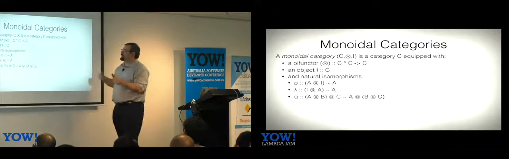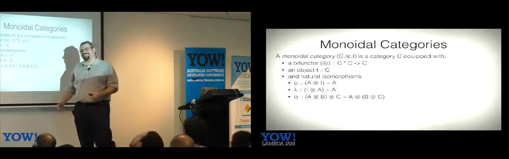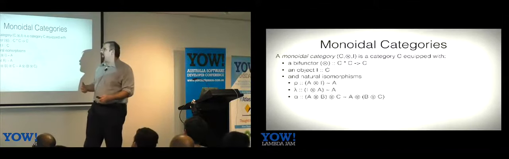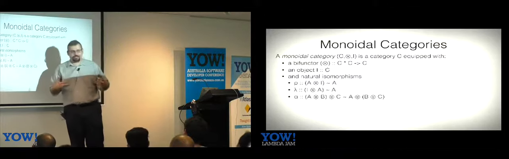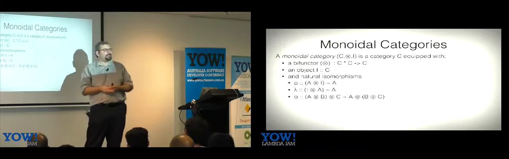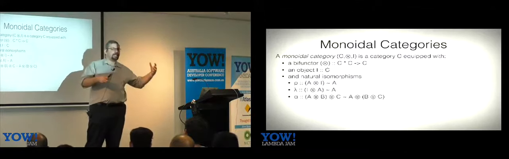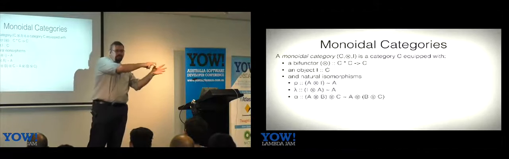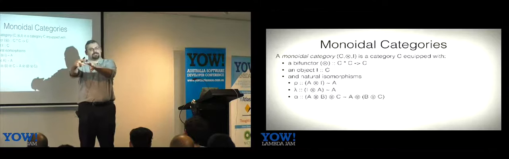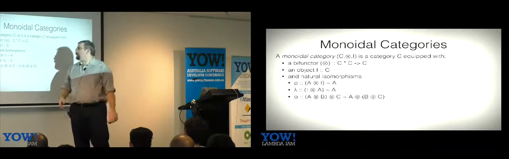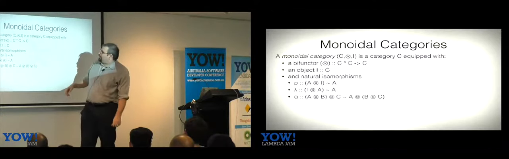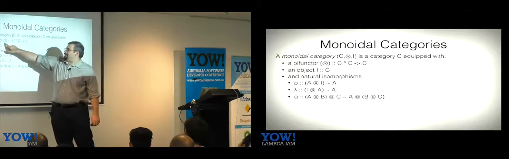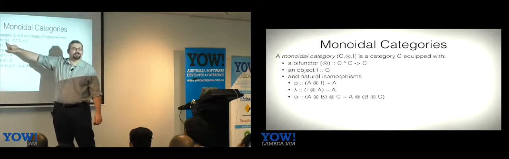Now, a monoidal category is a category equipped with some extra stuff. One of the things that we work with a lot when we deal with categories is that we have functors between two categories. A functor is a mapping from one category to another category where if something was connected over here in a nice way, it carries over the shape. So a monoidal category is a category where we have a bifunctor, a tensor, something that looks like product.